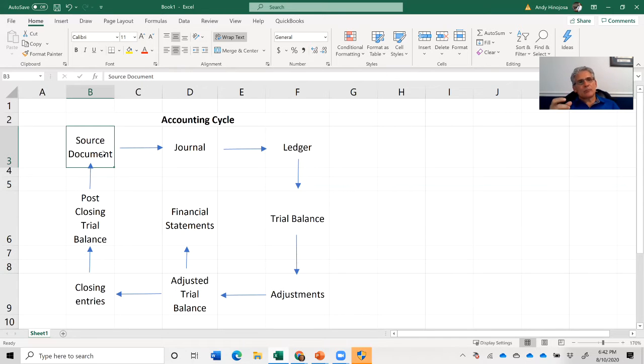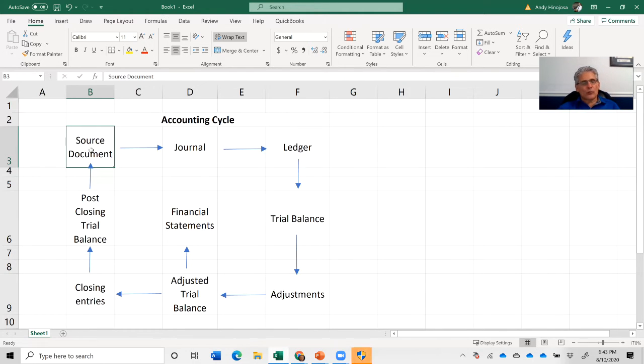A source document really is evidence that an economic event has occurred. And with that source document, by the way, it doesn't have to be a physical document, it can be an electronic document as well. Once we receive that document, we have a basis to record a journal entry or to record a transaction into the accounting system.